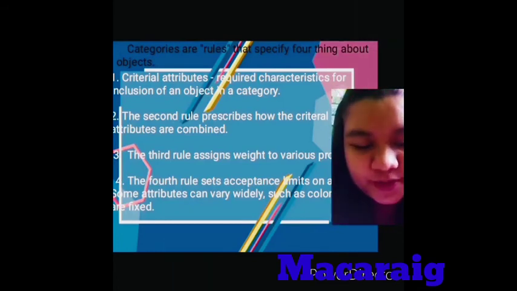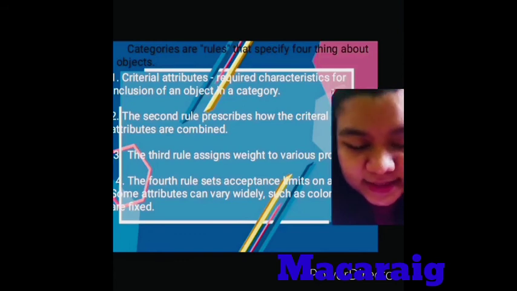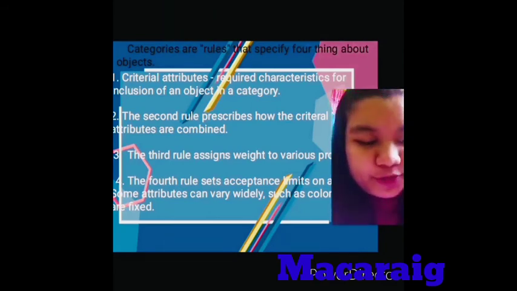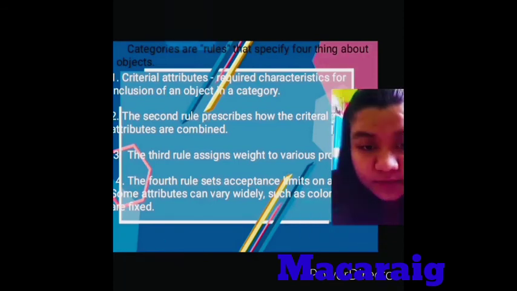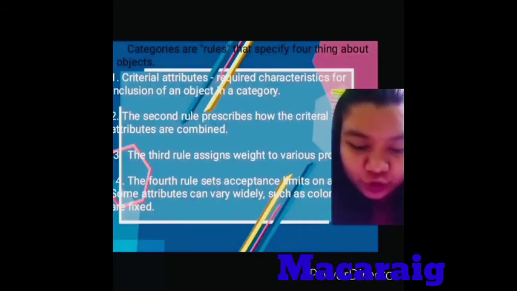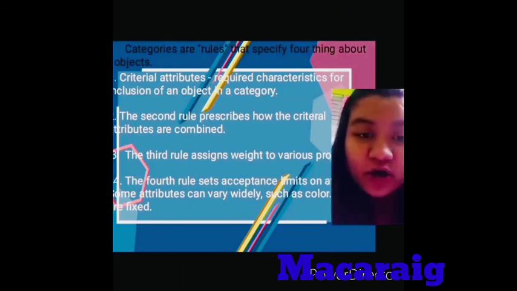The second rule describes how the criterial attributes are combined. In the second rule, the criterial attributes are the same and combined. The third rule assigns names to various properties. Example, it could be a car even if a tire was missing, and if it was used for hauling cargo, it could be shifted to a different category of a truck or perhaps a van.